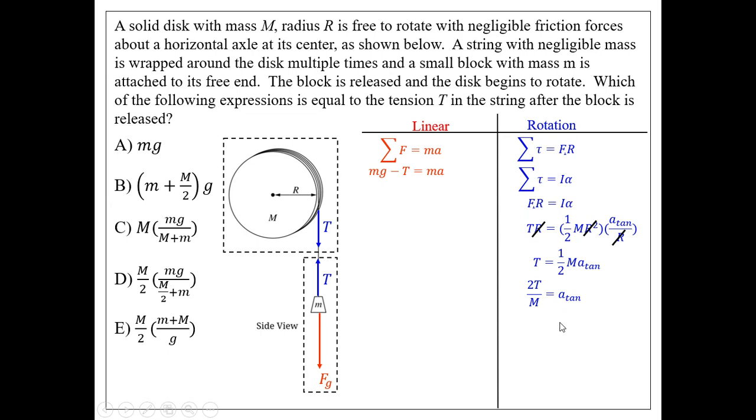But this particular question asks you to solve for t, so I need to keep t. To get a by itself, I'm just going to multiply both sides by 2, and at the same time divide both sides by m. So a here is going to equal 2t over m.